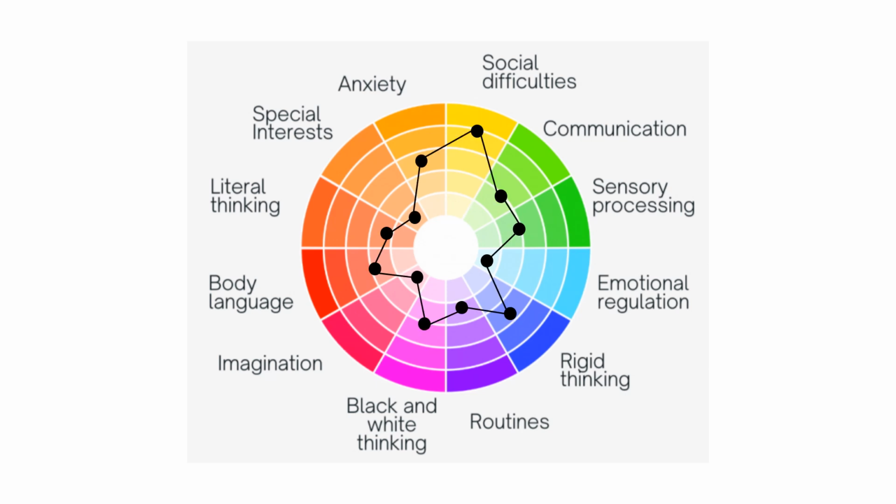Once you have plotted the child's abilities against each slice, connecting the dots usually ends up looking like this. A bit of a spider web, you may say. The web you see here is how I have marked my son's abilities on the autism spectrum.